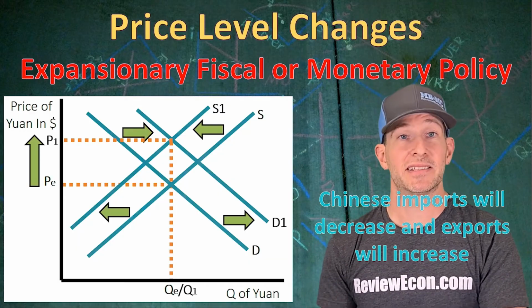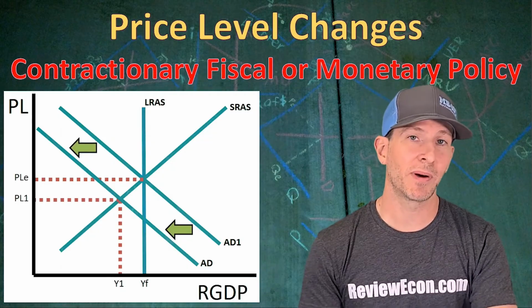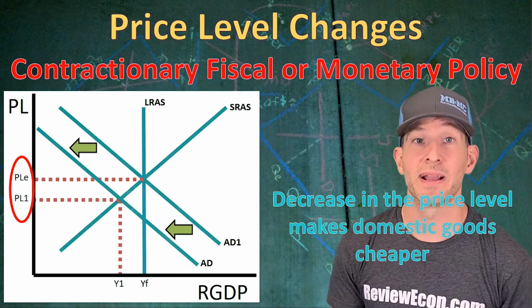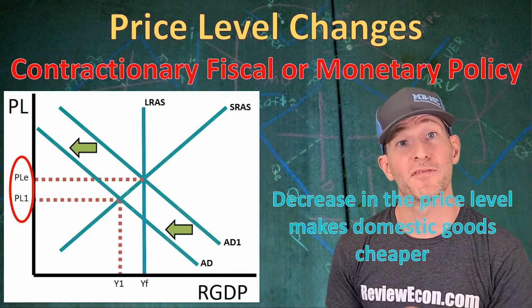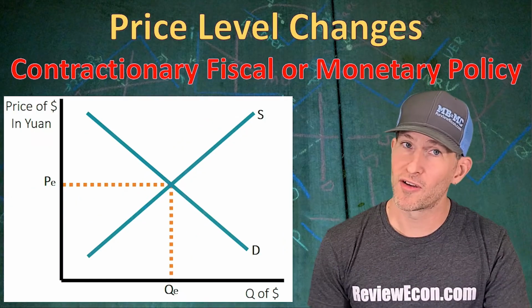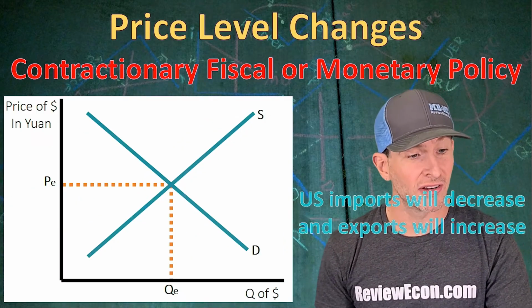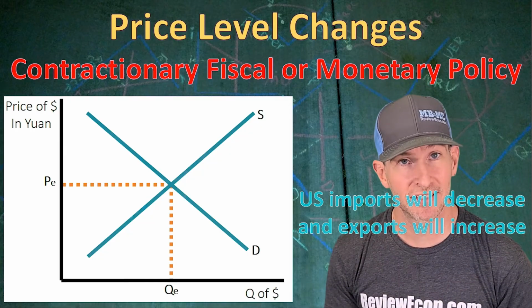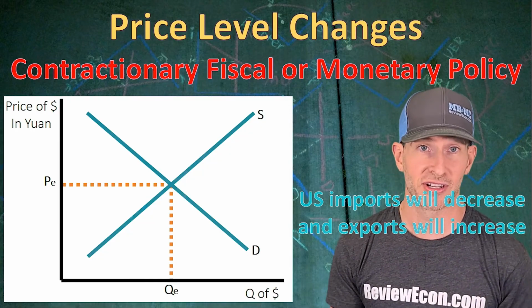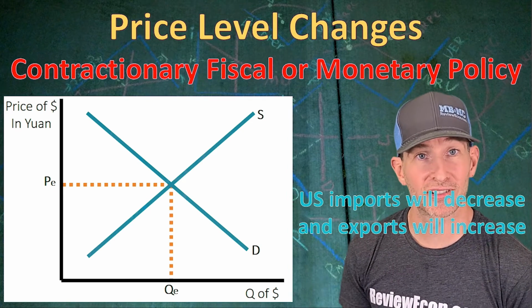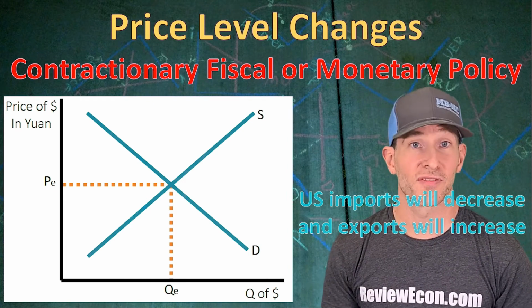If, on the other hand, we see contractionary fiscal and monetary policy, that will cause our price level to decrease. That lower price level makes our domestic goods cheaper, and foreign goods will be relatively more expensive as a result. Over on that foreign exchange market for the US dollar, US imports are going to decrease as a result of foreign goods being relatively more expensive than domestic made goods thanks to our decrease in the price level, and exports are going to increase because our goods are relatively cheaper as a result of our price level falling.